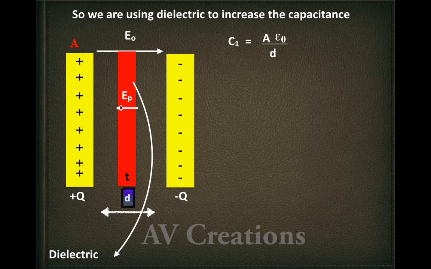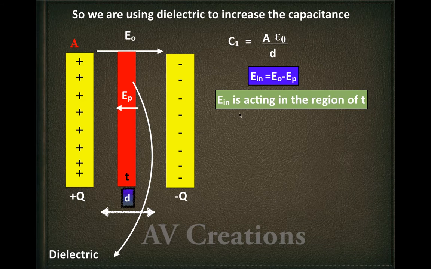This EO and EP are in opposite directions. They are not going to cancel, because this EP is very small, but the value of the internal electric field E in will be reduced. So the value of the internal electric field inside this dielectric will be EO minus EP, because these two electric fields are in opposite directions. E in is acting in the region of T, where T is the thickness of the dielectric.